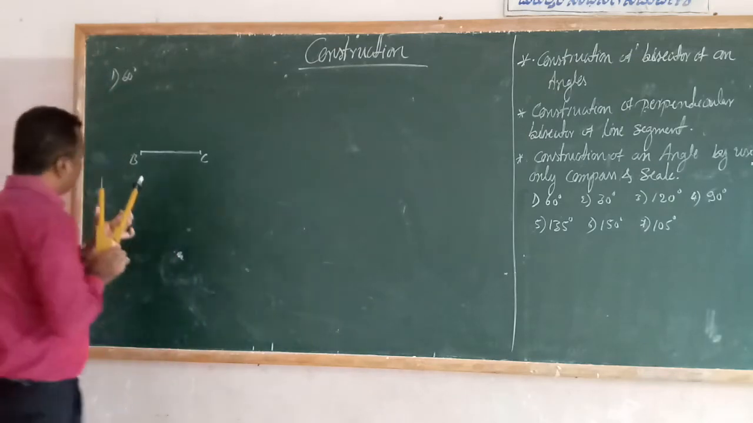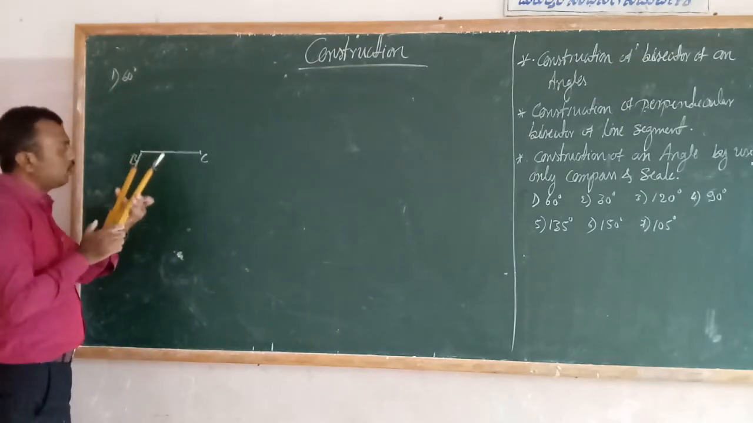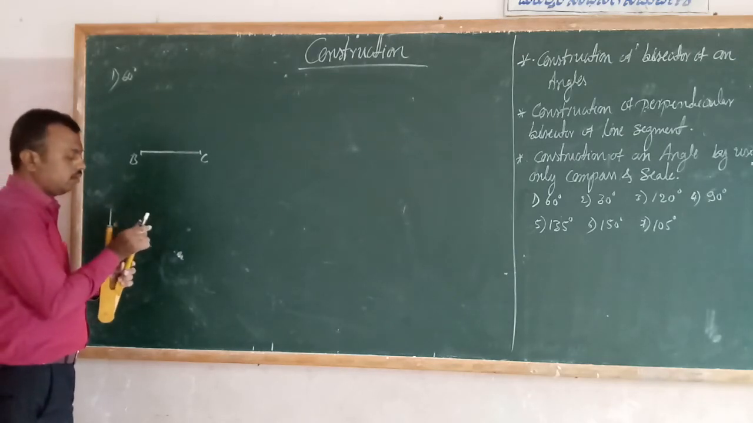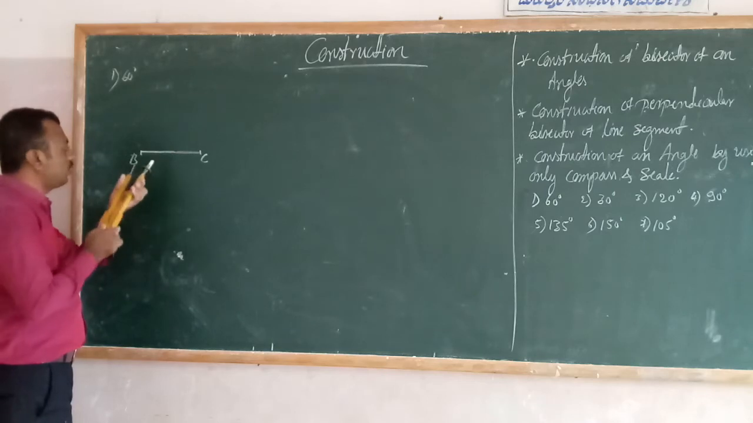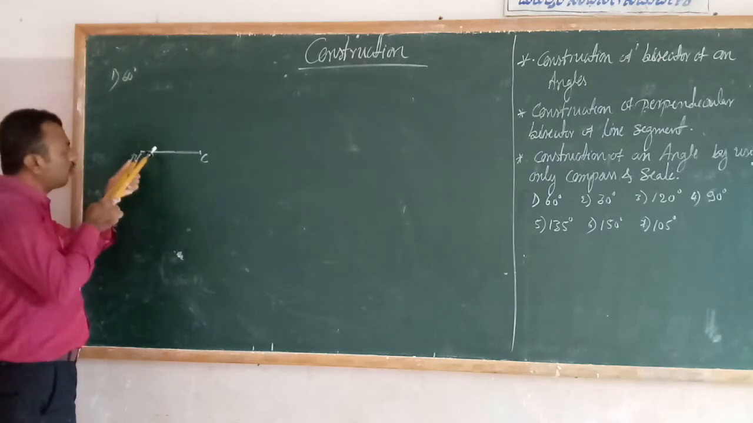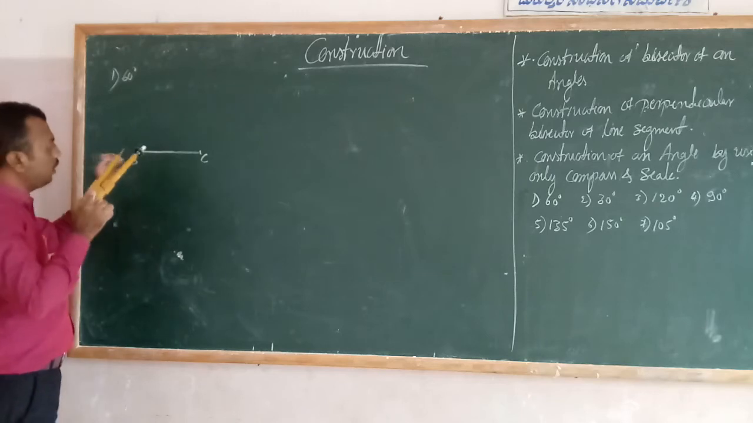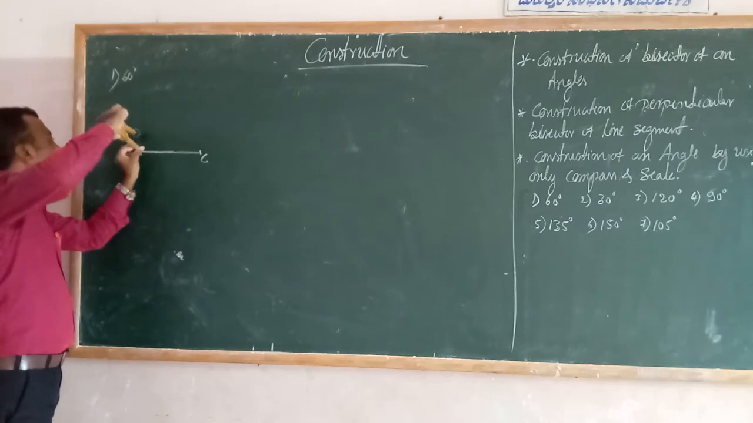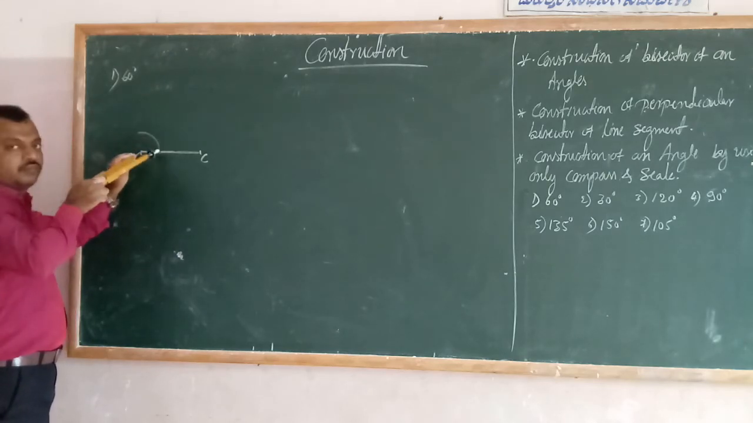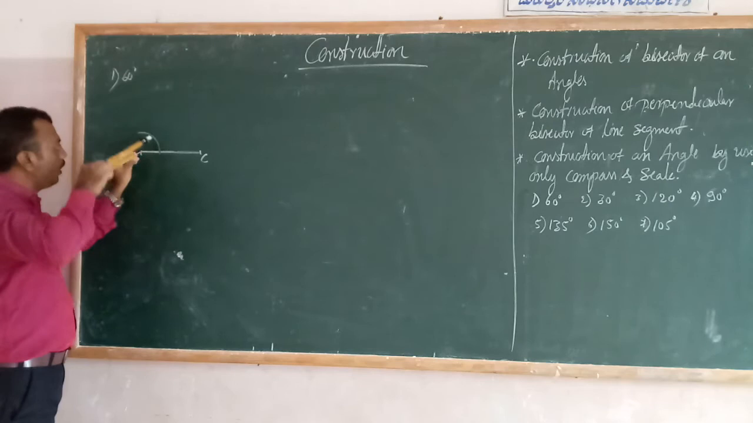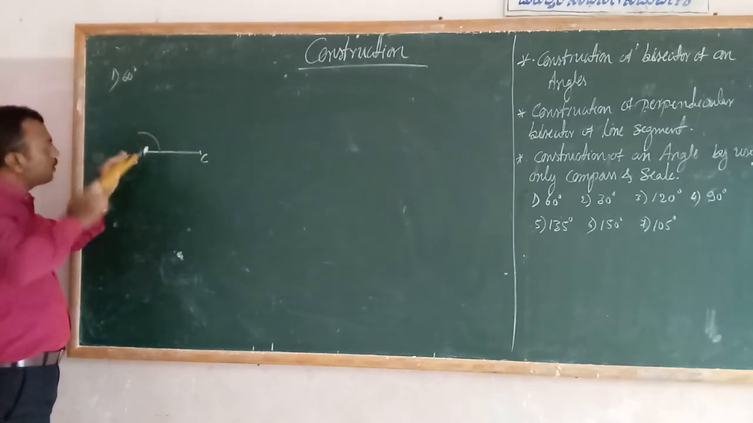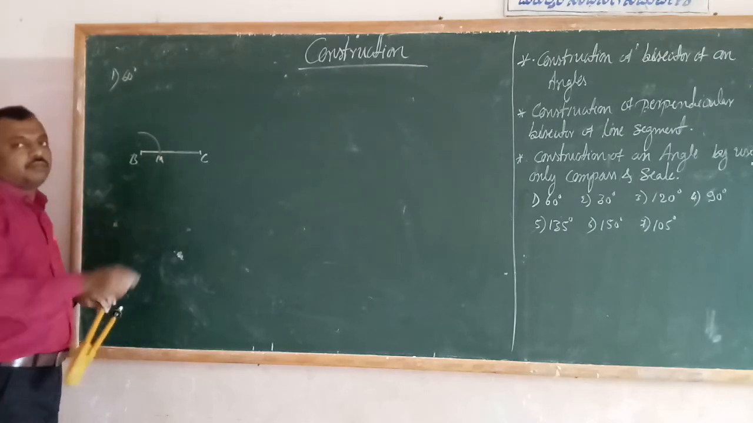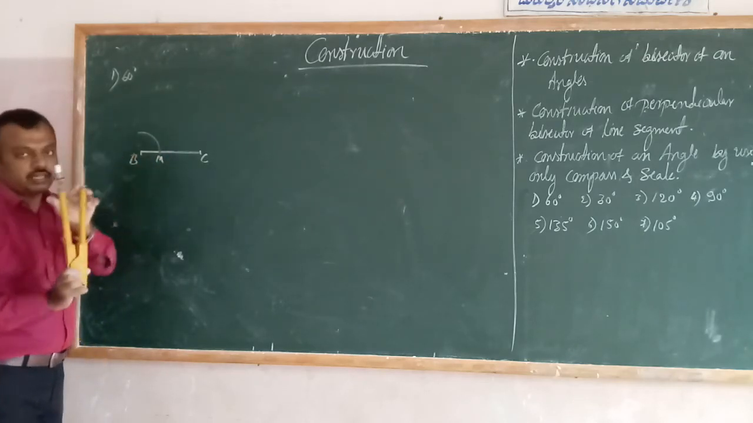Then you have to take the compass, and from the compass you can take any arc, any length of the arc. I will take this much of the arc. Little bit you have to take, no problem. So now you have to cut the one arc. Keep on the point B and cut the arc. This arc intersects BC at M.